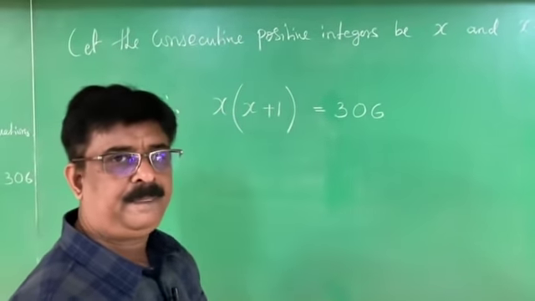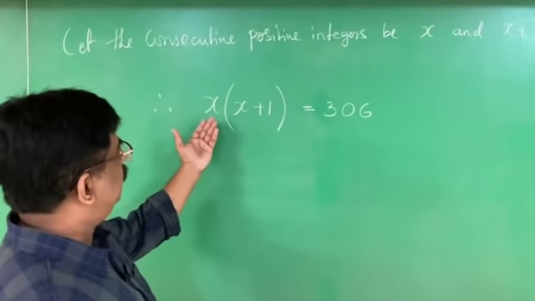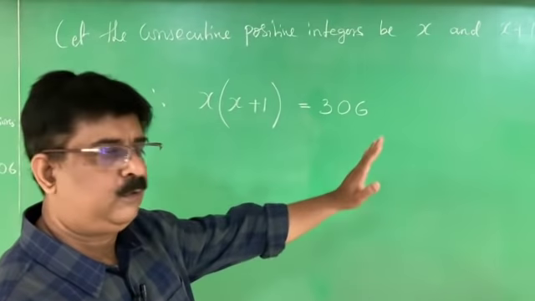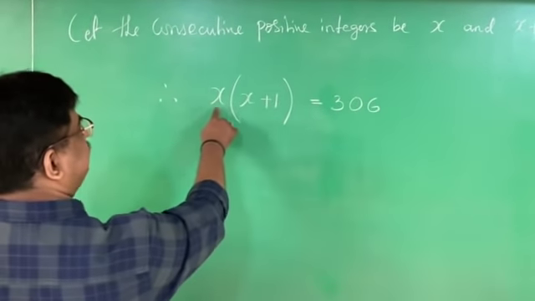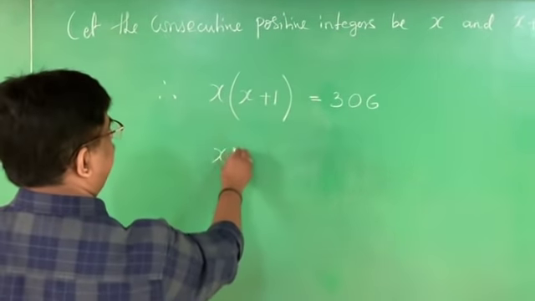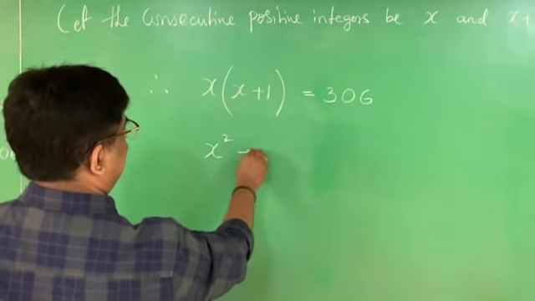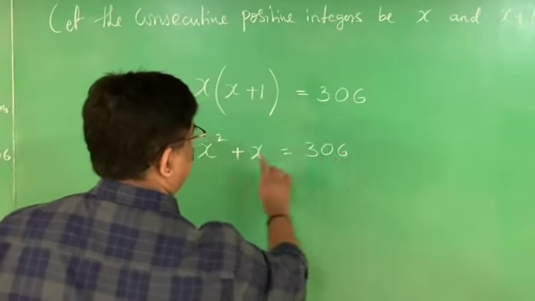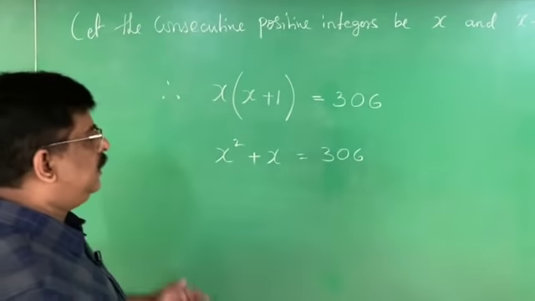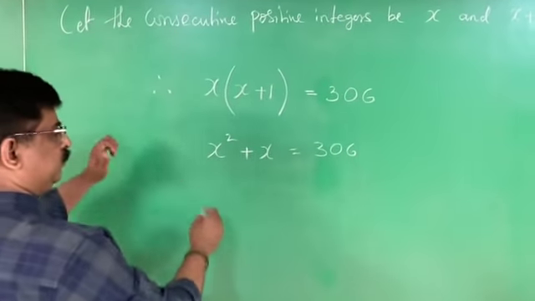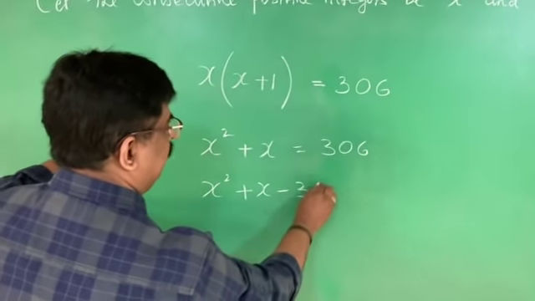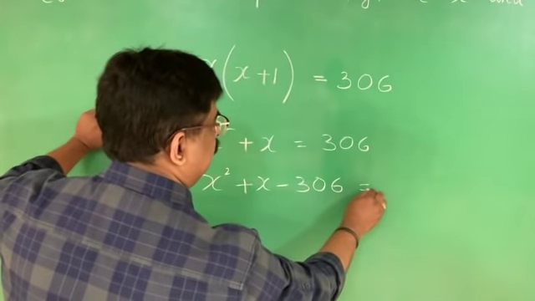How simple! Then what you have to do? You have to remove the bracket and write it in the form of ax square plus bx plus c is equal to 0. First you multiply x into x, x square, plus x is equal to 306. We should not keep it like this, this is not in the standard form. Then I transfer 306 to this side: x square plus x minus 306 is equal to 0.